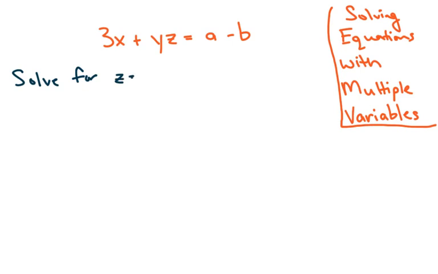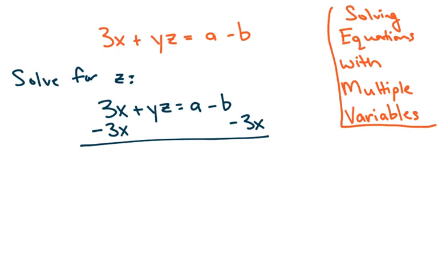Okay? And so if I were asked to do that, I would start with my equation, 3x plus y times z equals a minus b. And again, in trying to solve for z, I'm going to get everything on the same side of the equal sign as z to the other side. So I'm going to start by subtracting 3x from both sides of my equation. 3x minus 3x is 0. And then I'm left with y times z equals a minus b minus 3x.